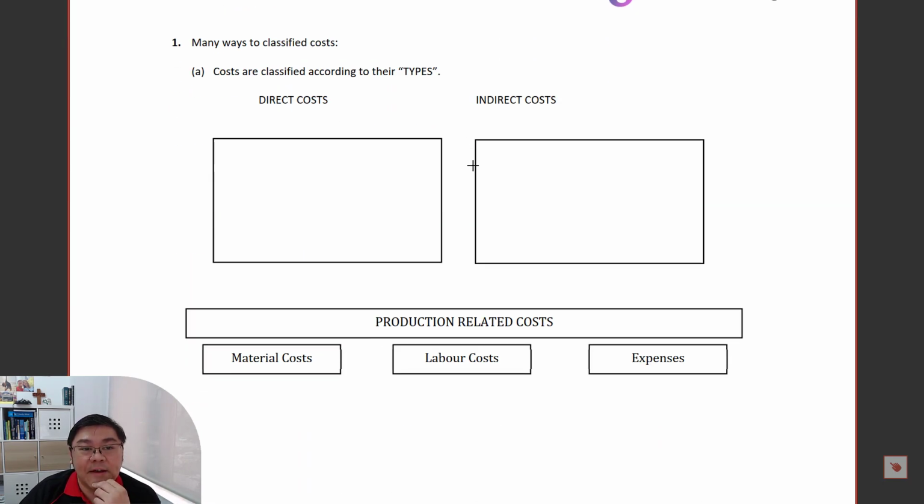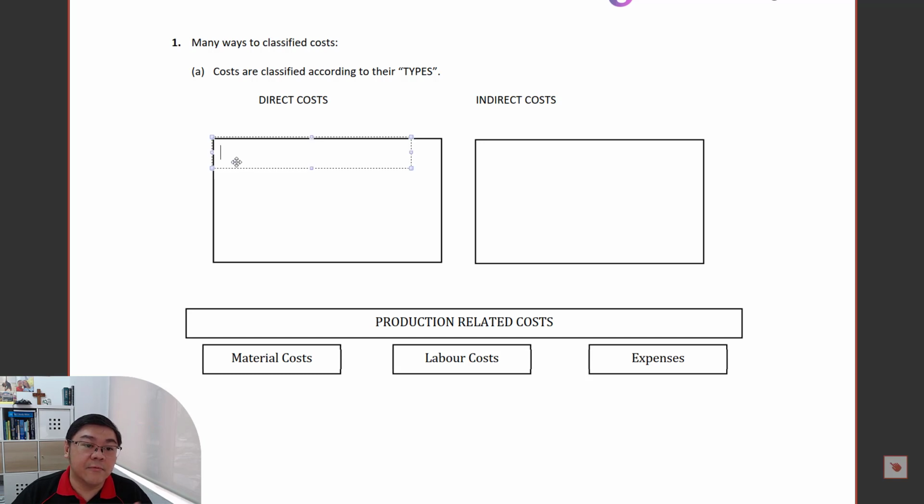Now, that will bring us to the next thing. How do we classify costs? We will first learn how to classify costs according to type. When we say type, costs could be direct and indirect. Now how do you define what's a direct cost and what's an indirect cost? Direct means it goes directly to the product.